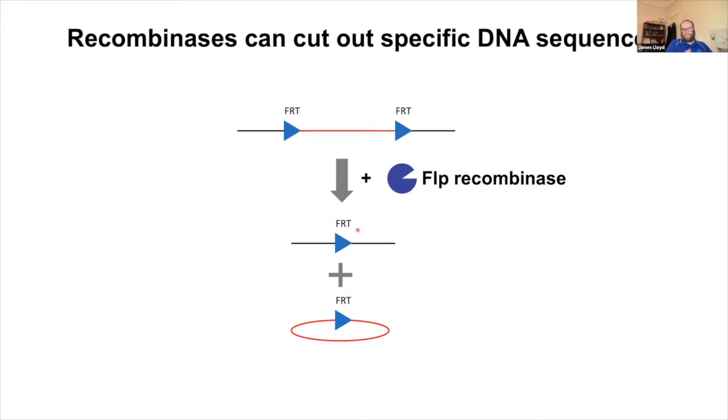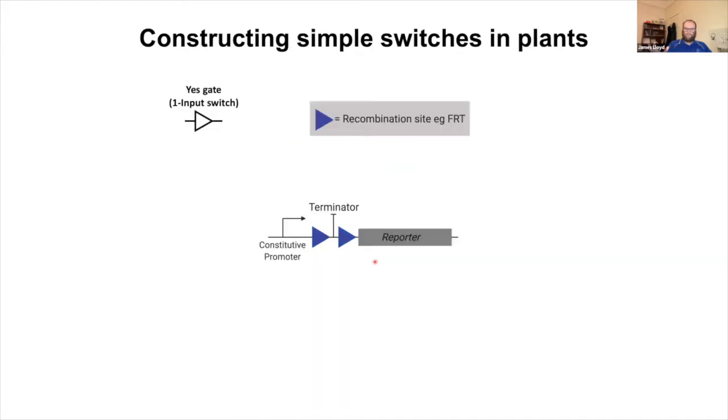Now it's not a scalar system. We do get left with a single recombination target site. But this tool set of recombinases allows us to build up a complex set of gates. The first, simplest type of gate is a simple yes gate, a one input switch. So we go from off to on as we express the recombinase.